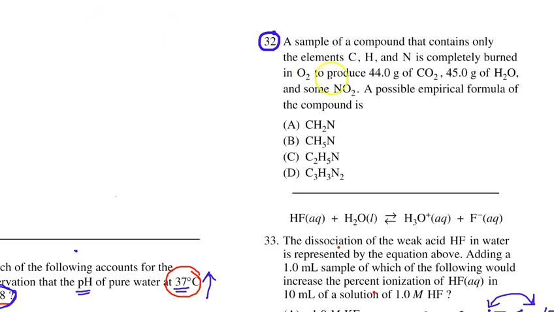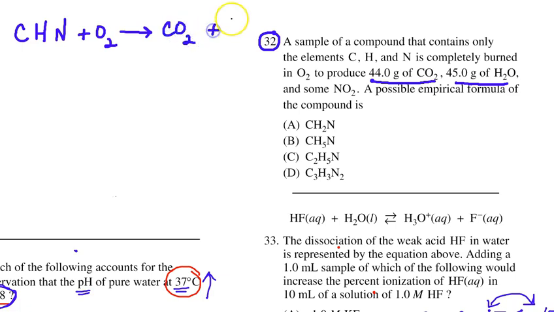A sample of a compound that contains only carbon, hydrogen, and nitrogen is completely burned in oxygen to produce a certain number of grams of carbon dioxide and water. Okay, well, what do we have here? Well, we have some hydrocarbon with some nitrogen. So we have C, H, and N plus oxygen, burned in excess oxygen to make CO2 and water, and some NO2.